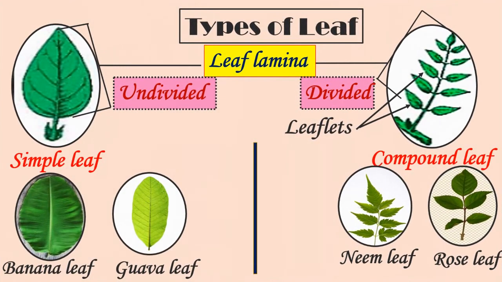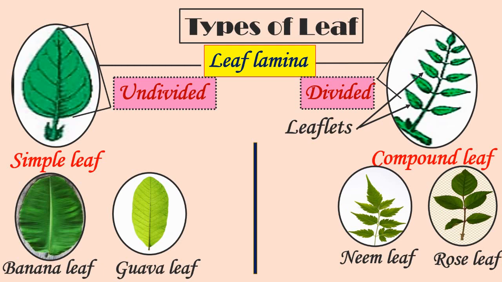Let us learn the types of leaf. Leaves are mainly of two types: simple and compound leaves. As you can see in the picture, a simple leaf has a single leaf lamina which is never divided into smaller leaflets. For example, I have shown banana leaf and guava leaf in the picture, which has undivided leaf lamina.